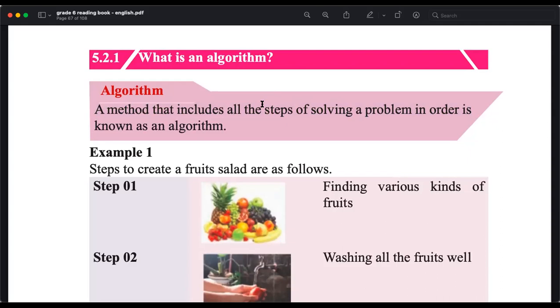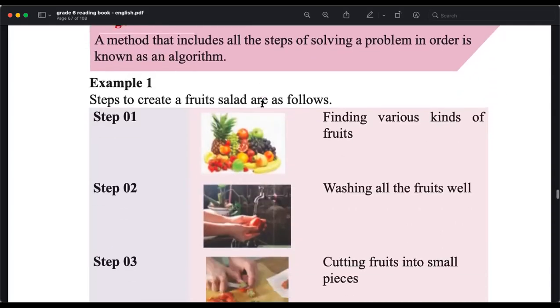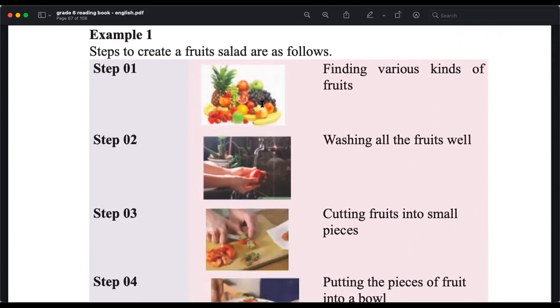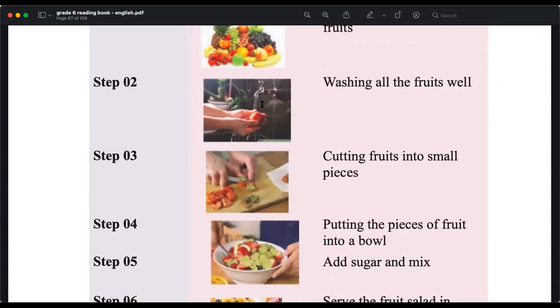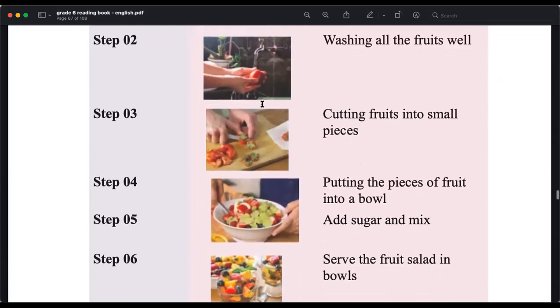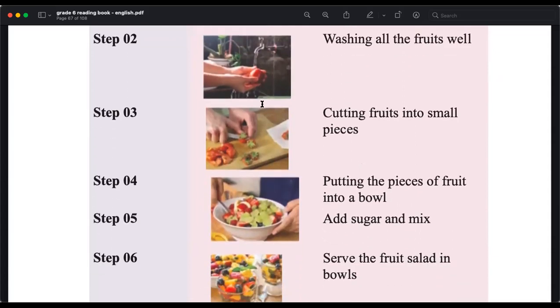If you write down all the steps carefully, which are needed to solve the problem, in the order in which they are expected to be executed, that is called an algorithm. Step 1, finding various kinds of fruits. Step 2, washing the fruits. Step 3, cutting the fruits into small pieces. Step 4, putting the pieces of fruit into a bowl, add sugar and mix it.